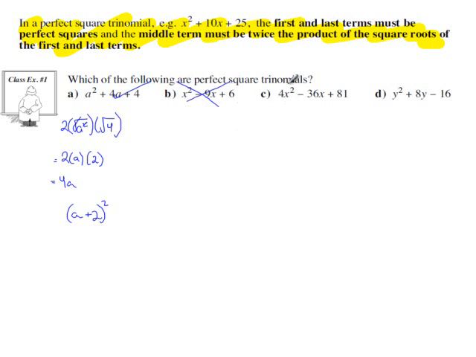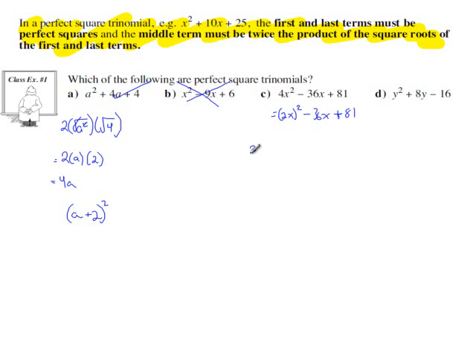Part C. So to check if the first and last terms are perfect squares. 4x squared. If I could write that in the format of something squared, then it would be a perfect square. So I know that 4 is 2 squared. So 2 squared times x squared, I could write that as 2x in brackets squared. So that is a perfect square. 81 I could write as 9 squared, so that's also a perfect square. So it meets the first requirement.